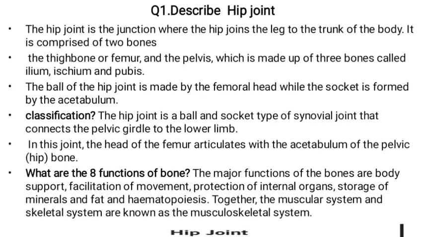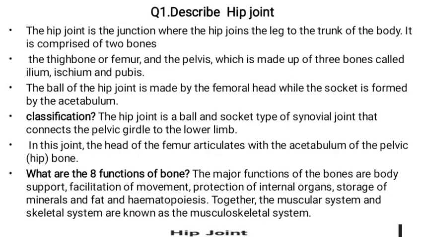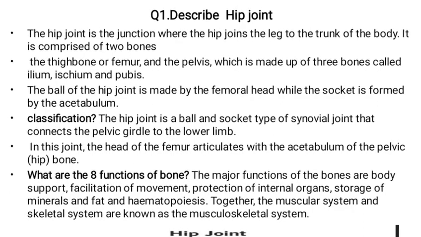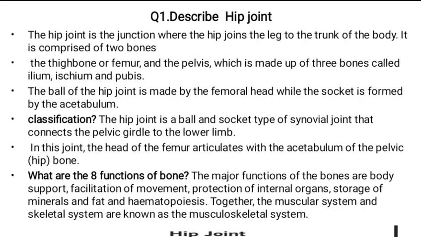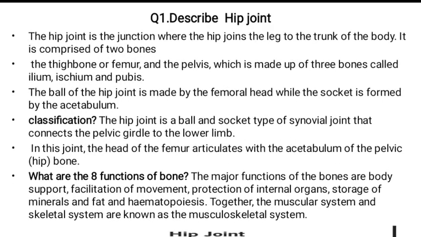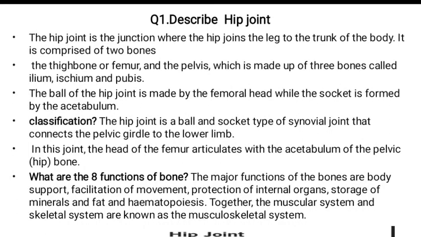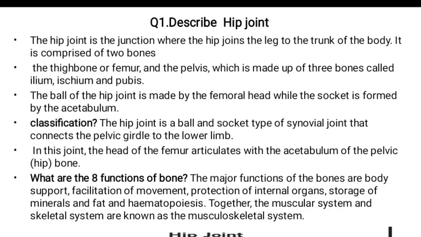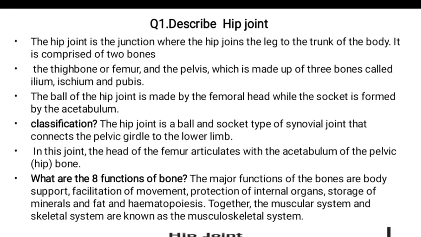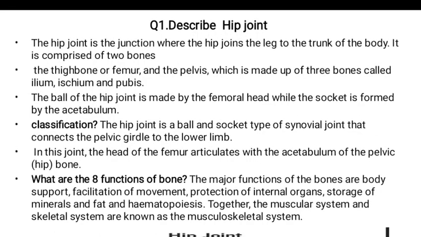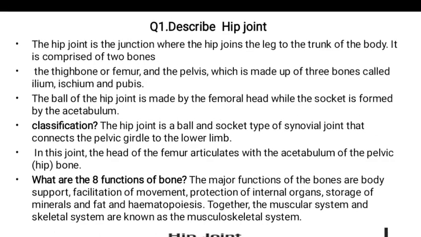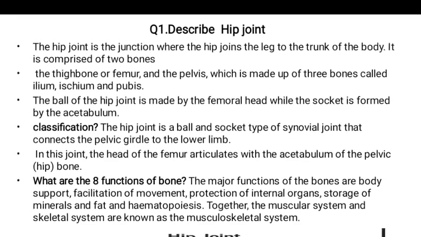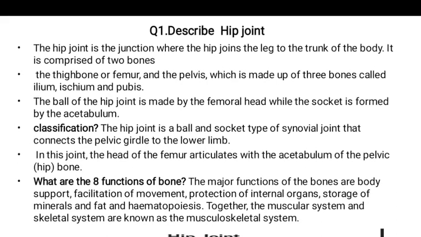Question number 1. Describe hip joint. The hip joint is the junction where the hip joins the leg to the trunk of the body. It is comprised of two bones: the thigh bone or femur, and the pelvis, which is made up of three bones called ilium, ischium and pubis. The ball of the hip joint is made by the femoral head, while the socket is formed by the acetabulum.